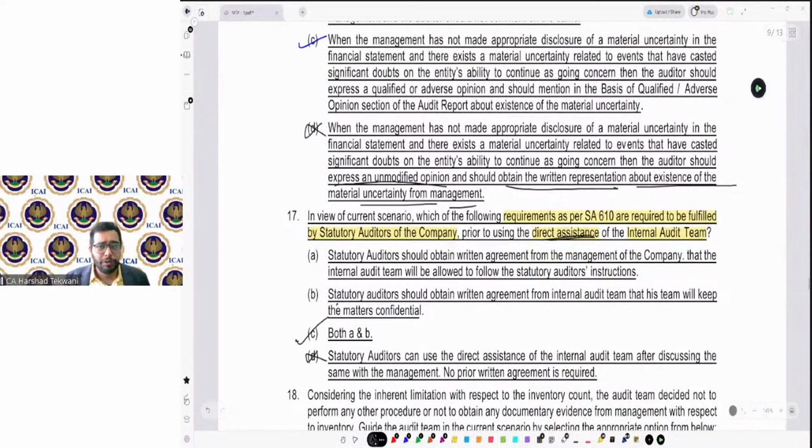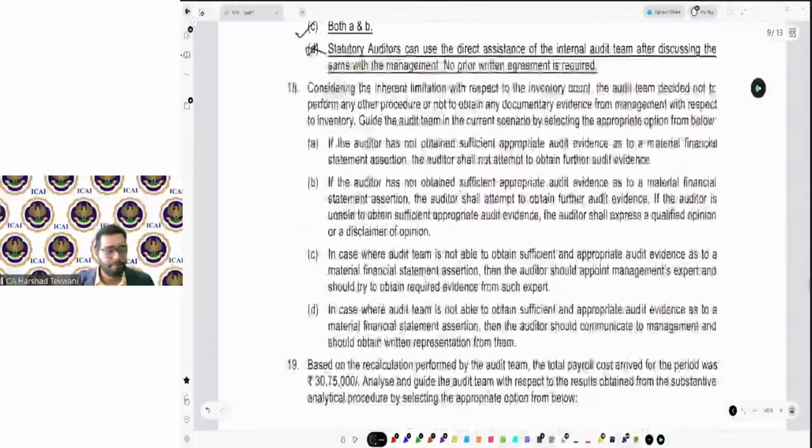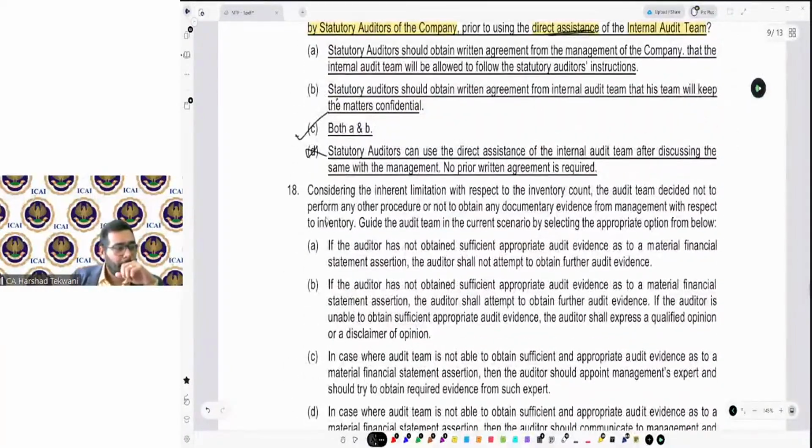I hope I'm clear. Any doubt, guys? Any doubt? That's why I always recommend, don't directly jump to any conclusion before you read the question thoroughly. Please focus on each and every word of the question. That is very, very important. Okay. If no doubts, let's proceed further. Next question.